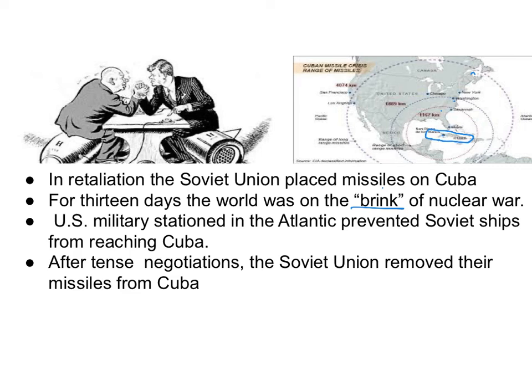It wasn't until the Soviet Union sent ships to Cuba and the United States had set up a blockade of ships around Cuba that this eventually came to a head, until the Soviet Union pulled their ships and turned around. And eventually the Soviet Union removed their missiles out of Cuba. So President Kennedy saw this as a huge success, especially after the failed Bay of Pigs invasion.